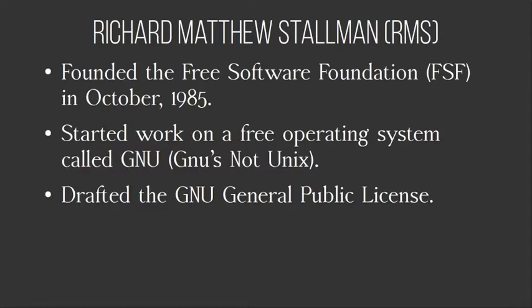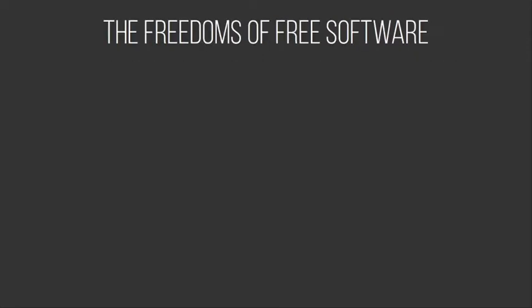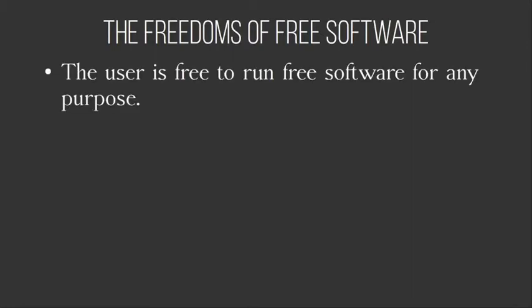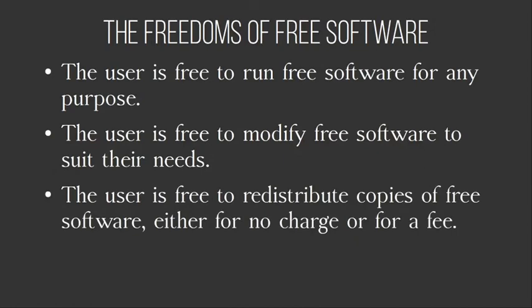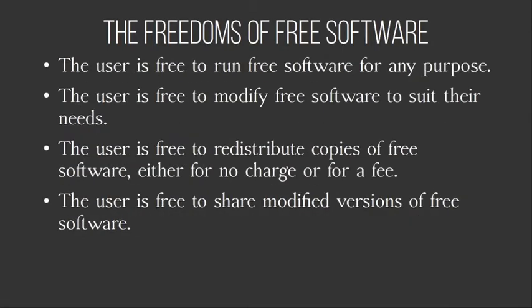The GNU General Public License had 4 fundamental rights. The first right was the user is free to run software for any purpose. Additionally, the user is free to modify free software to suit their specific needs. The user is free to redistribute copies of free software either for no charge or for a fee. And finally, the user was free to share modified versions of free software.